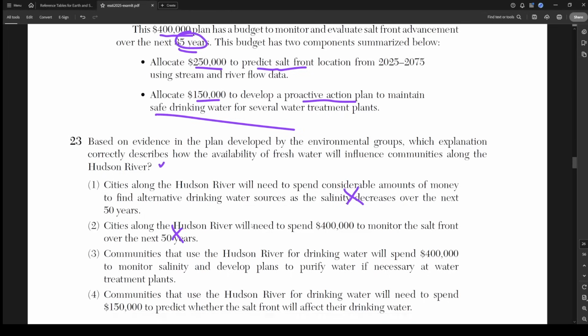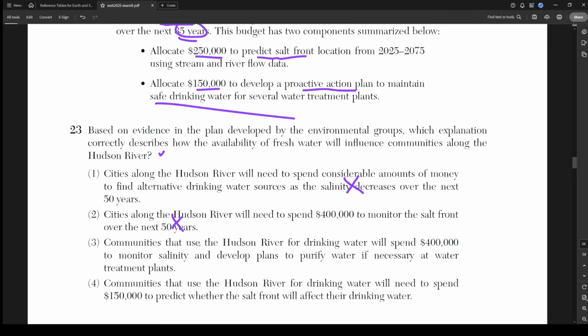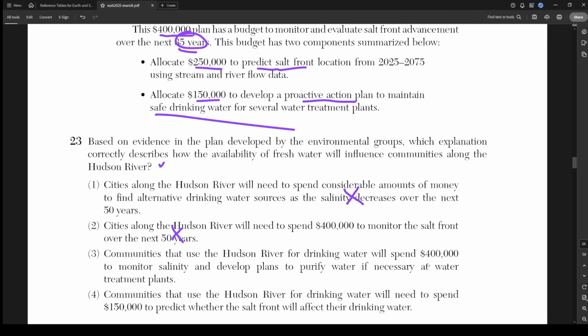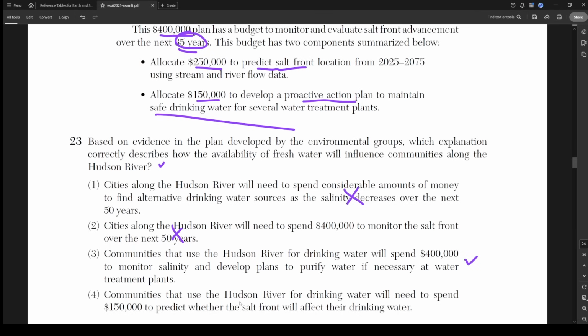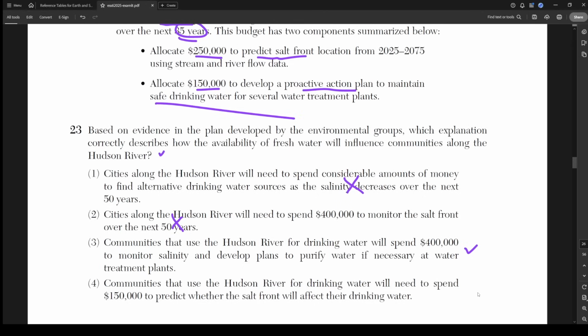This question is so stupid. Communities that use the Hudson River for drinking water will spend $400,000 to monitor salinity and develop plans to purify water if necessary at water treatment plants. Yeah. Communities that use the Hudson River for drinking water will need to spend $150,000 to predict whether the salt front will affect their drink. No, that's for the plan.